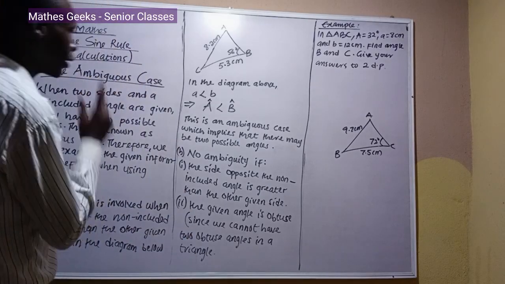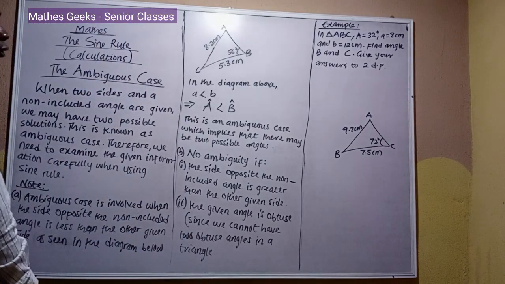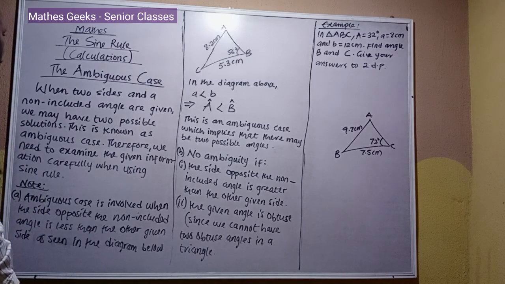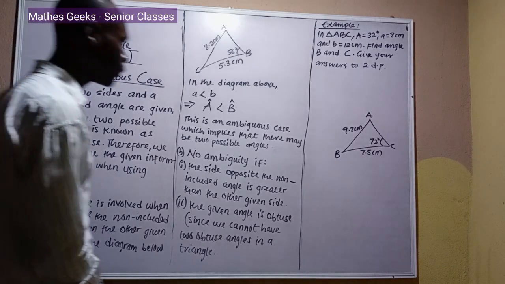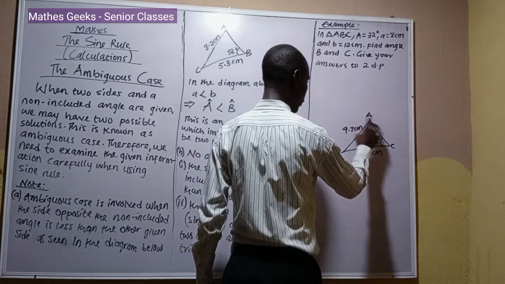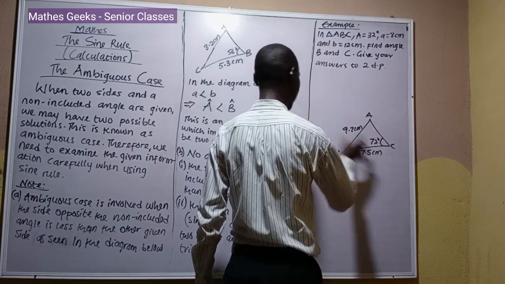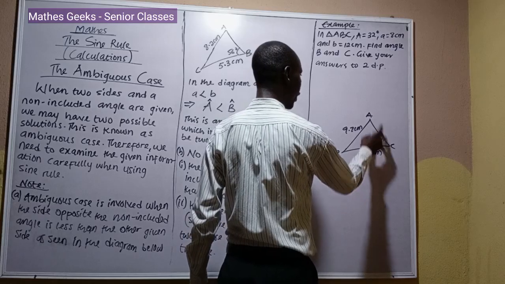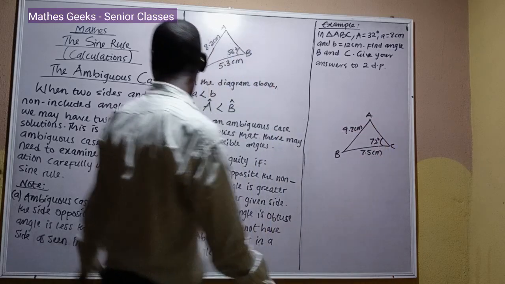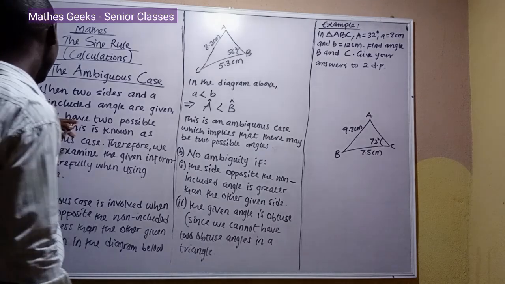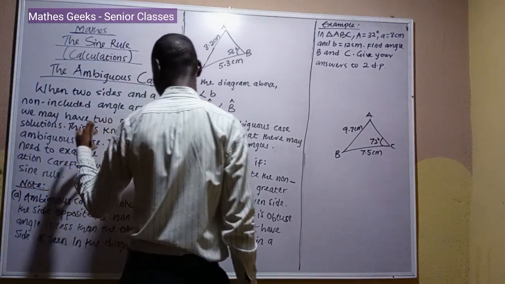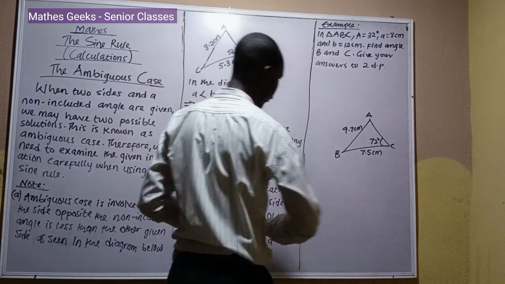But anytime a triangle of this sort is given to us, where two sides and a non-included angle are given, our concern is that this side does not have an included angle. So with two sides and a non-included angle, we may have two possible solutions. This is known as the ambiguous case. And why is it so?